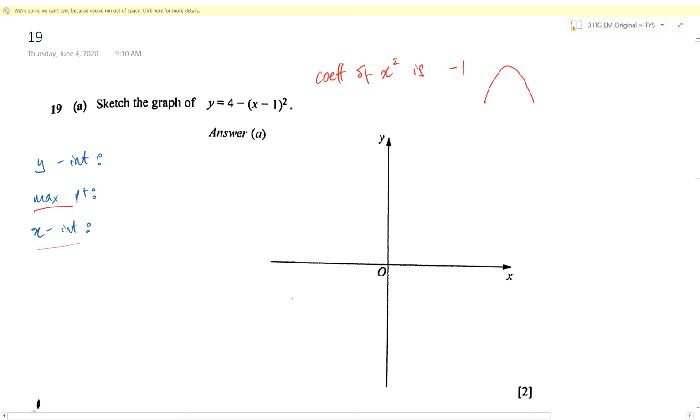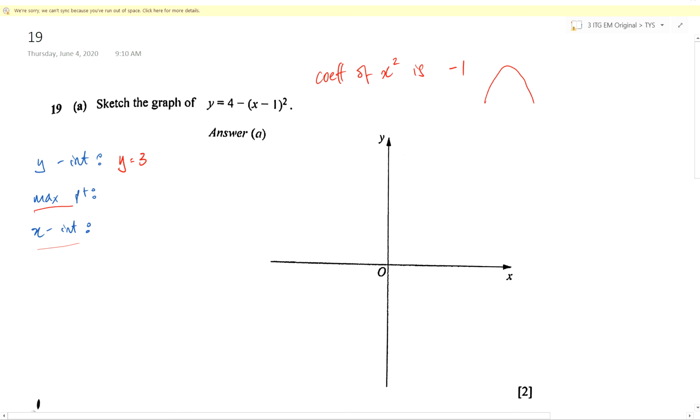Let's start with the y-intercept. It happens when x is equal to 0. Straight substitution, y will be equal to 4 minus (0 minus 1) squared. -1 squared is 1, 4 minus 1 is 3. I know it's going to cut at y equals 3.